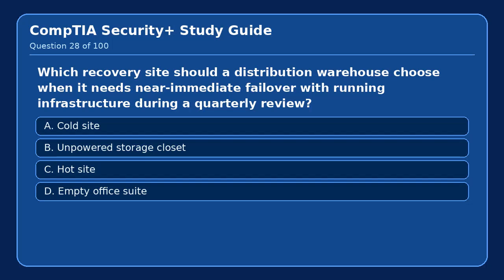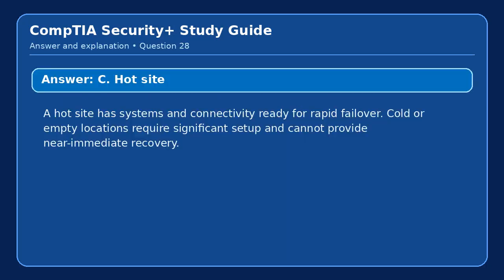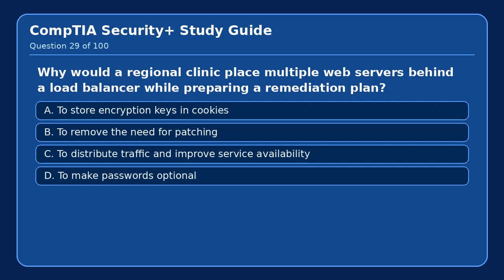A. To store encryption keys and cookies. B. To remove the need for patching. C. To distribute traffic and improve service availability. D. To make passwords optional. Take a moment to choose your answer. The answer is C. To distribute traffic and improve service availability. Load balancing spreads requests and can route around failed servers. Patching, authentication, and key management remain necessary regardless of load balancing.